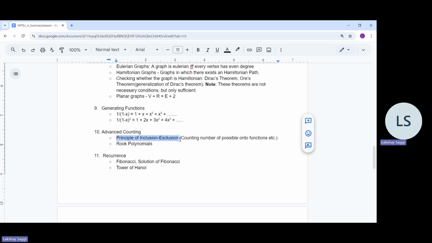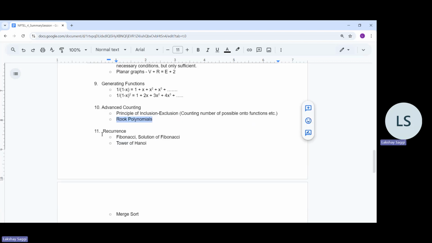The principle of inclusion exclusion is also very commonly used in computer science. One of the applications, a very common one, is counting the number of possible onto functions. And after discussing inclusion exclusion, we also discussed what rook polynomials are and so on. These were cool characterizations of placing rooks on a board, but not too difficult.